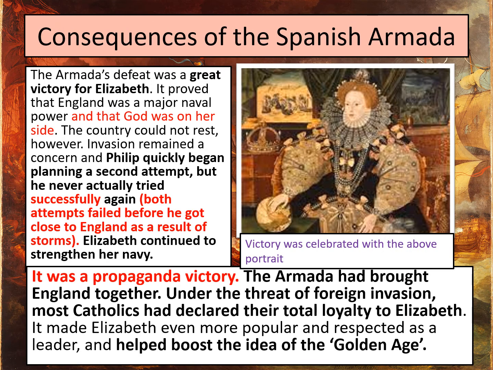So what were the consequences? Well, this was a massive victory for Elizabeth. It proved that England was now a naval power, a major naval power, and that God was on her side. The country could not rest, however. Invasion remained a concern, and Philip quickly began planning a second attempt. There was never another successful invasion attempt, but England did remain at war with Spain until 1604, until after Elizabeth's death. So this was the beginning of a series of armadas.